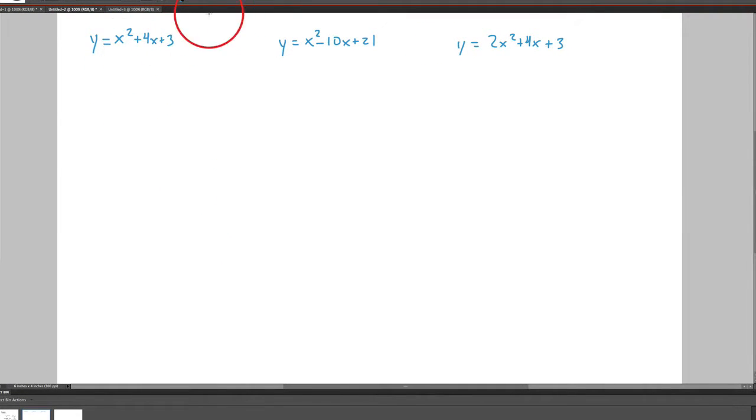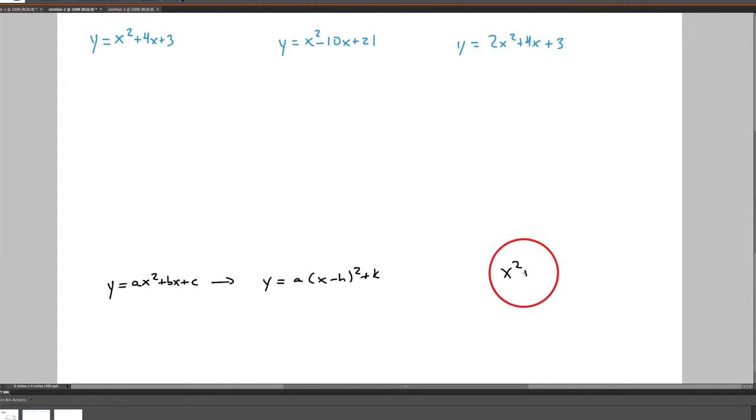Okay, what I'm interested in doing here is basically taking our quadratic function that is in standard form, this ax squared plus bx plus c form, and rewriting it into vertex form, which is this a(x minus h) squared plus k. So the way we're going to do this is we're going to use the process of completing the square.